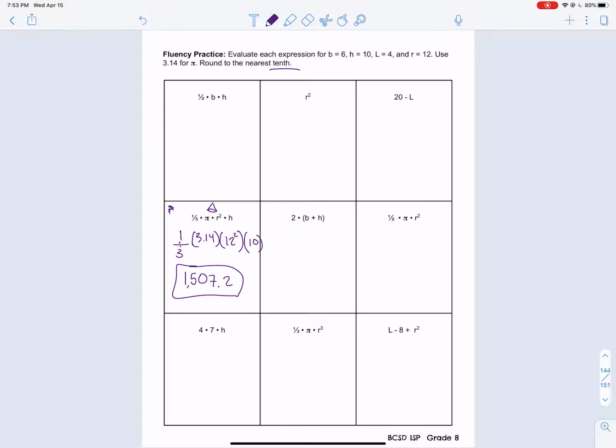All right, and then the others, just remember order of operations. So this next one, do the parentheses first and then multiply. Do the exponent first. It's basically like the one we just did. At the bottom, make sure exponents go first. And that's it.